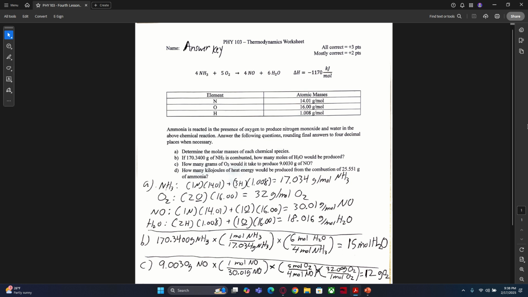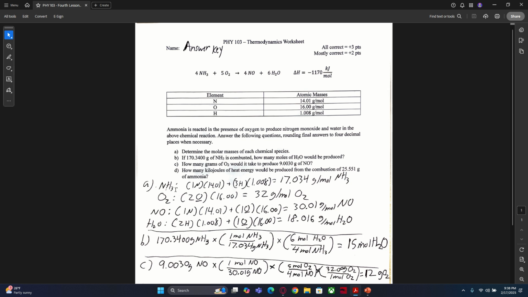class. Well, question A, or part A, is determine the molar masses of each chemical species, similar to what we did last week. One thing to note is for our molar masses, we don't need any of these coefficients at the start of each chemical formula, just the chemical formulas themselves. So NH3, O2, NO, and H2O. We don't need any of the other numbers up here, just the atomic masses.